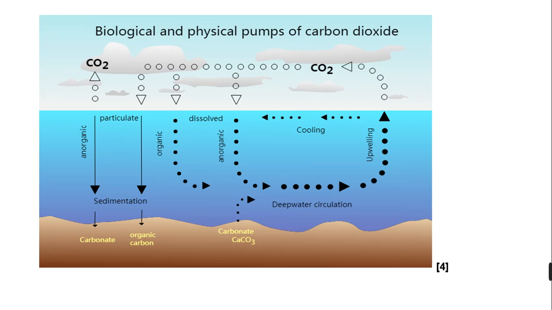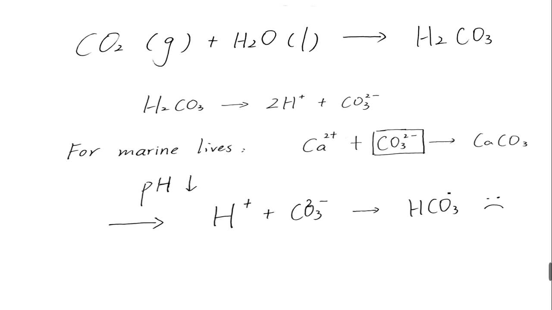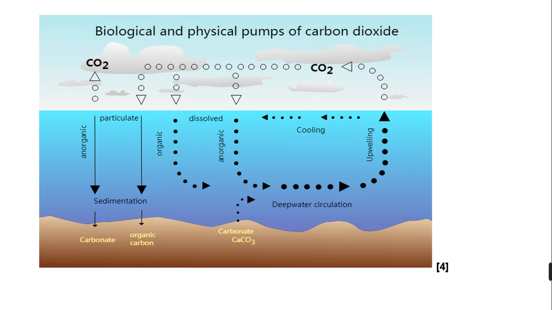And this picture summarizes what I said before. The biological and physical pumps of carbon dioxide show that the carbon dioxide in the atmosphere dissolves into the ocean water, and by the two processes in this picture, carbonate ions are formed. Some carbonate ions are used by marine life to make shells and skeletons, and another part of the carbonate ions are used as the bottom sediment.